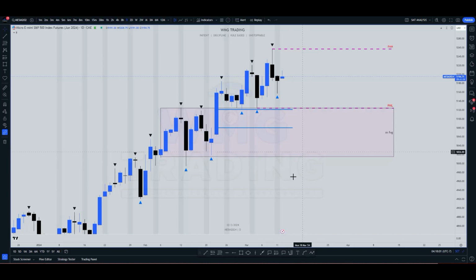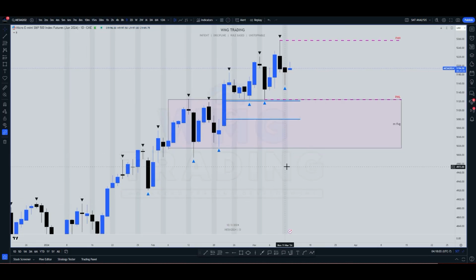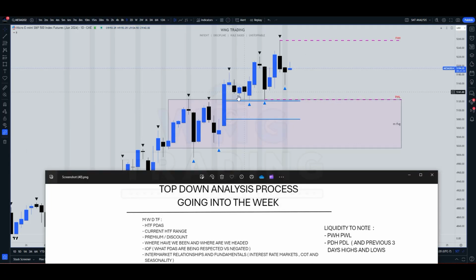But yeah, so in terms of the higher time frame analysis, that's pretty much what you'd want to utilize it for, right? You'd want to be able to observe what is happening significance wise in terms of points of interest, right? What has price done? The current higher time frame range, which is what we just kind of touched on. Premium discount. Where have we been, right? Price has basically ran out the highs and has basically retraced. So where are we headed?